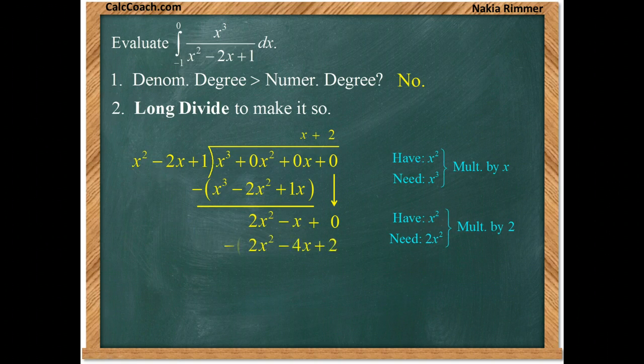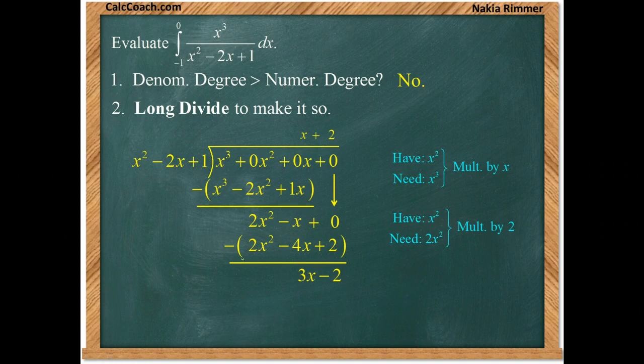Once again, you need to subtract. My recommendation is to put parentheses around it and put a minus. And when we subtract, we get a negative x plus a 4x. You know what that is. That's a 3x. And then 0 minus 2, that's a -2. And so, this is the end.